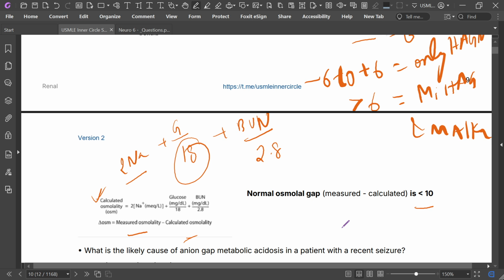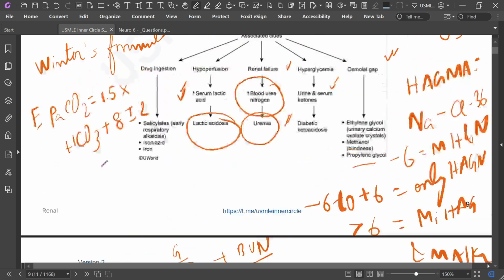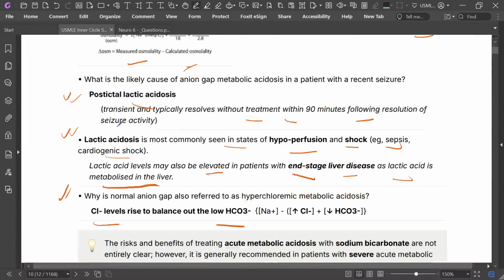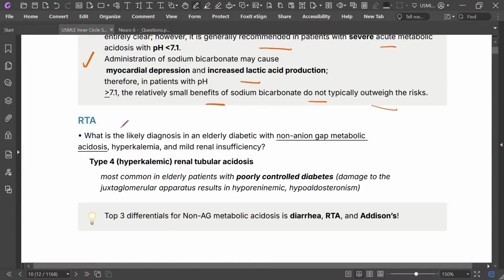So for metabolic acidosis, whether it is acute or chronic, we need the expected PaCO2. Expected PaCO2 is 1.5 times bicarbonate plus 8, plus or minus 2. Okay, you should remember this.